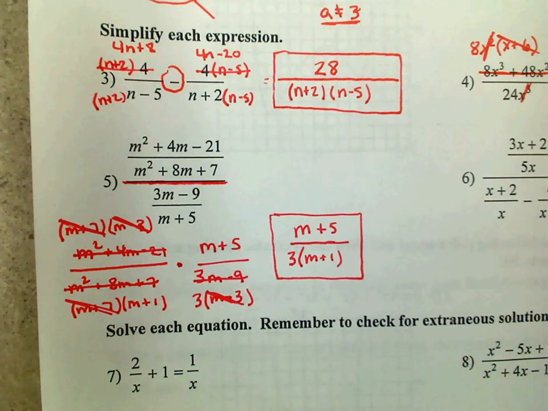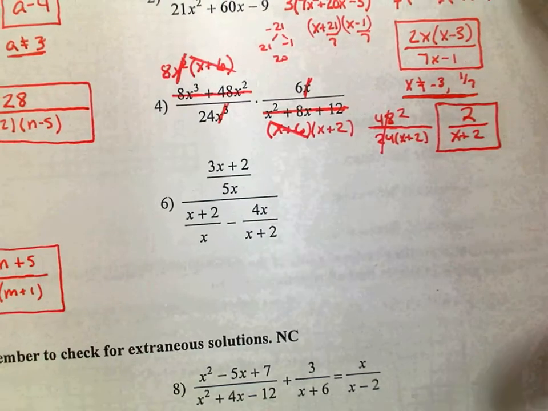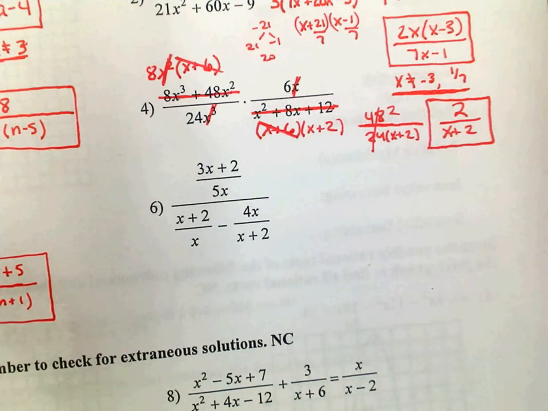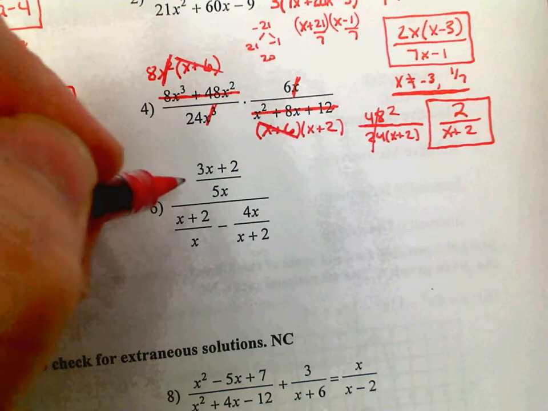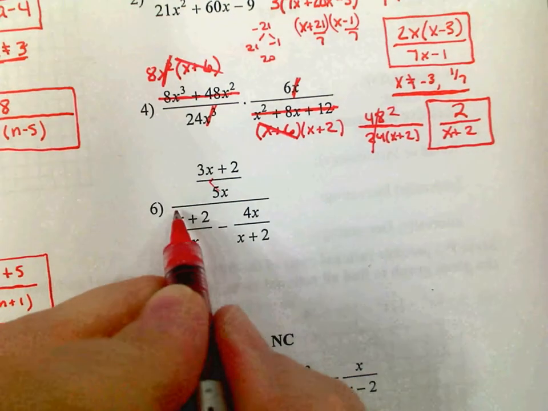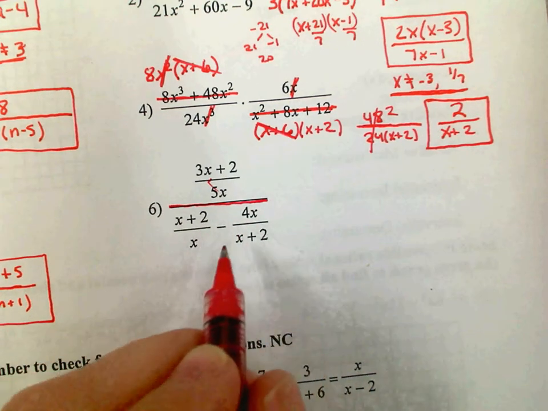Okay, moving on to 6. Okay, on 6 we have a complex problem here where we've got actually a subtraction problem put inside of a division problem. So when you look at this, it's really 3x plus 2 divided by 5x. That fraction is divided by these fractions down here that are being subtracted. So before I can do my division, I need to go ahead and do the subtraction.